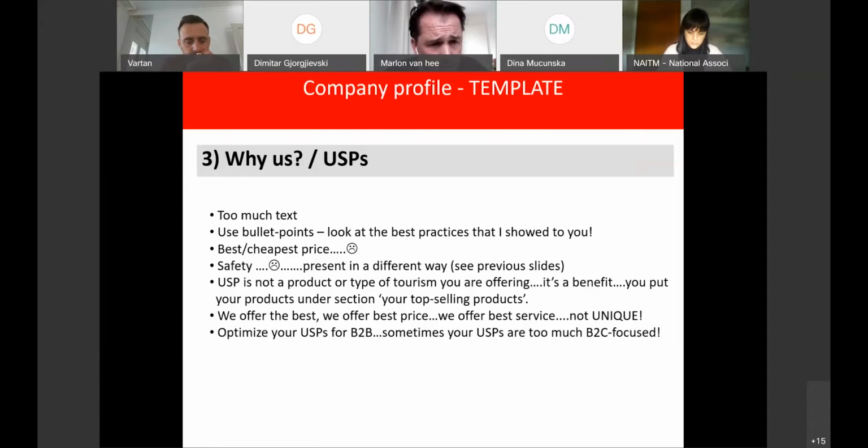Optimize your unique selling points for doing B2B business, because the marketplace event is not about B2C. It's about doing B2B business. So remember the difference between unique selling points for B2B and unique selling points for B2C. You must make sure that on your website and as part of your template for the marketplace event that your USPs are B2B proof. Too many unique selling points that I saw are B2C focused. Yeah?